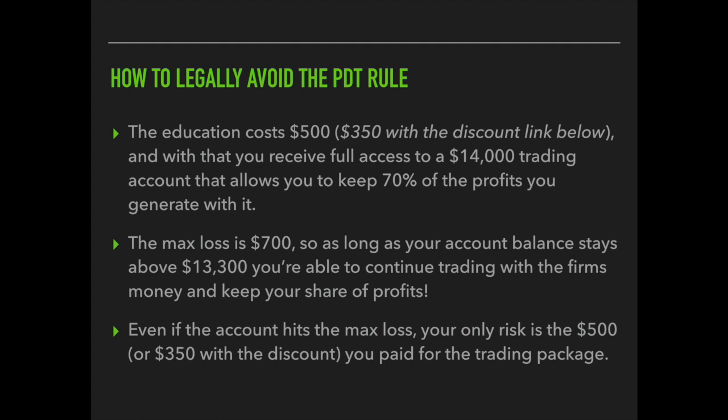And the nice thing about that is you can build a cushion above that $13,300 limit. And let's say you get your account balance up from the original $14,000 to, let's say, $15,300. At that point, you're going to be $2,000 above the maximum loss of $13,300. So you have a much smaller chance of hitting that maximum loss and having your account closed down.